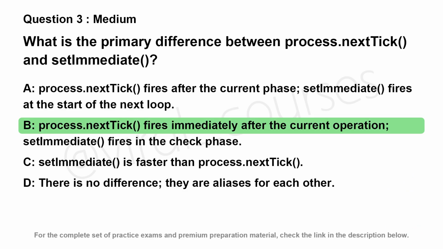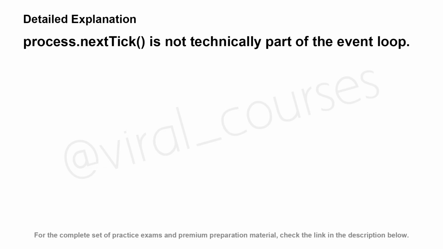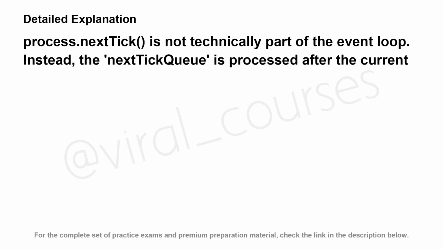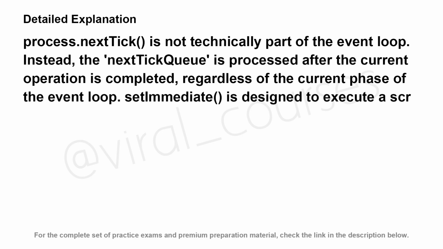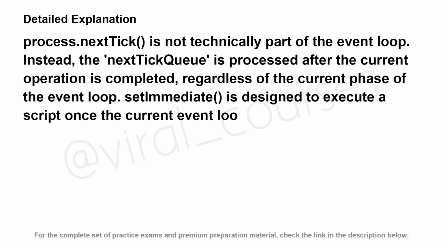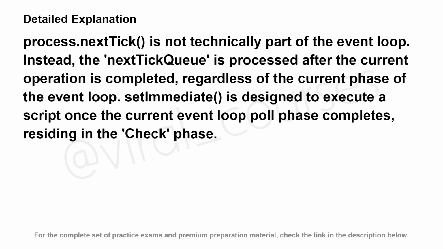The correct answer is B. process.nextTick is not technically part of the event loop. Instead, the next-tick queue is processed after the current operation is completed, regardless of the current phase of the event loop. setImmediate is designed to execute a script once the current event loop poll phase completes, residing in the check phase.